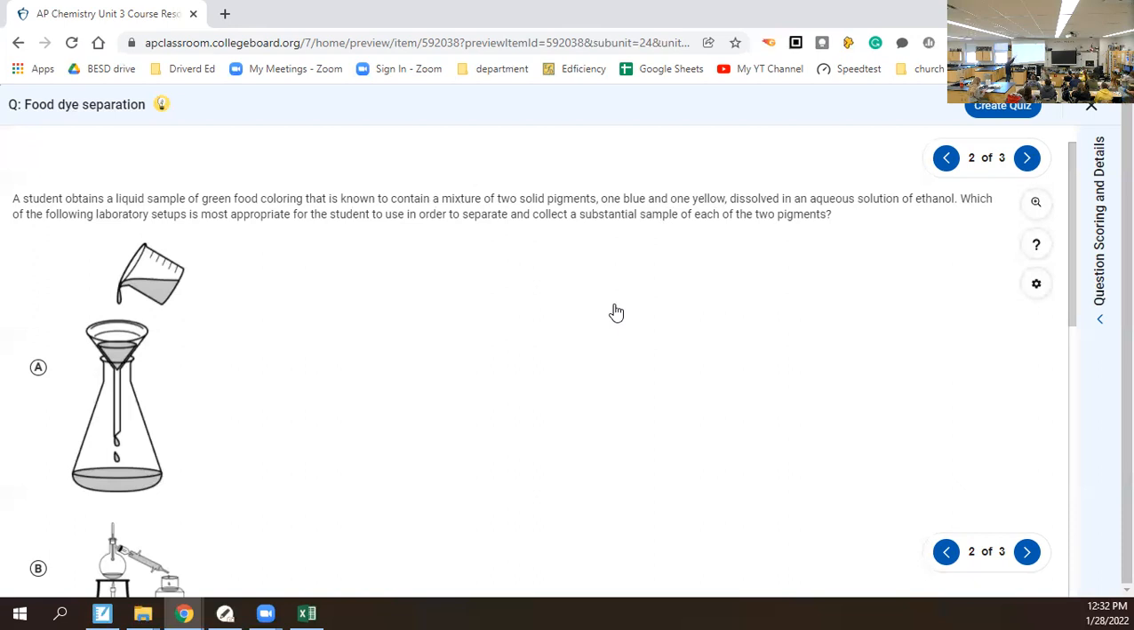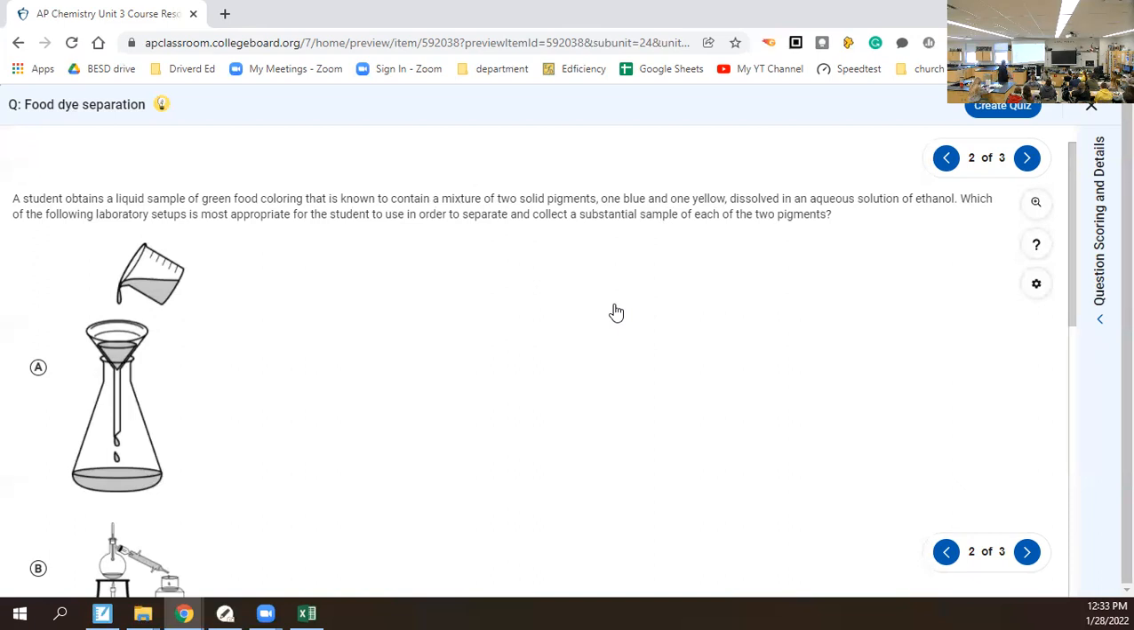What is this process called? Filtration, which we can use for mixtures, but not solutions. Now you got to be careful. A solution is a mixture, but not all mixtures are solutions. Trail mix, mixture. Kool-Aid, mixture. Kool-Aid, solution. Trail mix, not solution. You're right. I just feel like I was teaching English or something like that. Repeat. All right. Okay, so we know this one's wrong. Okay, next.